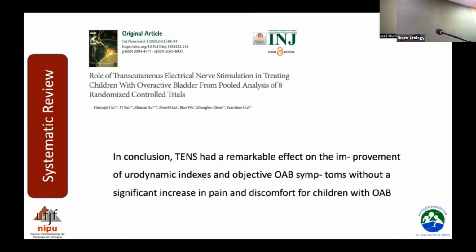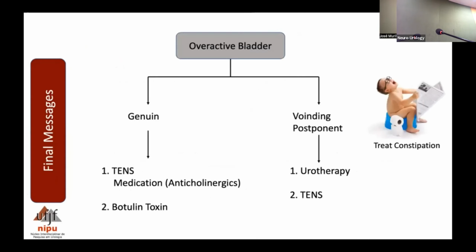There's one systematic review published 2 years ago that found only 8 randomized trials on neuromodulation for overactive bladder. In conclusion, they found that TENS had a remarkable effect on the improvement of urodynamic indexes and the objective OAB symptoms, without a significant increase in pain and discomfort for children with OAB. So this reinforced all that we've been doing for a while, that TENS is a good treatment for children with OAB. But there's still a lot to be learned.